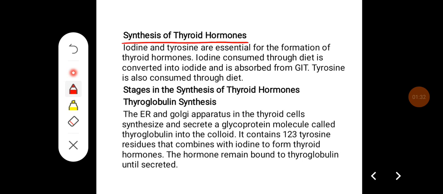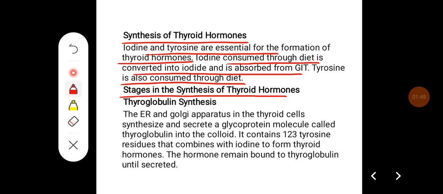Synthesis of thyroid hormones. Iodine and tyrosine are essential for the formation of thyroid hormones. Iodine consumed through diet is converted into iodide and is absorbed from GIT. Tyrosine is also consumed through the diet. Stages in the synthesis of thyroid hormone. The first step is thyroglobulin synthesis.